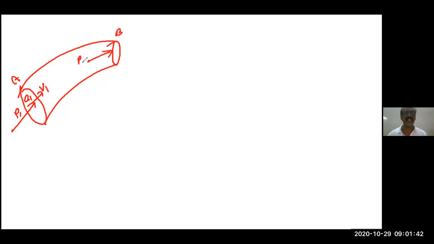Okay, now look. If you want, you can write a note also, no problem. See, this is a pipe of varying area of cross section. Here this is segment A, segment B. Here the pressure exerted is P1, area A1, velocity V1. Here the pressure exerted is P2, area A2, velocity V2. First we can write the work done per second.